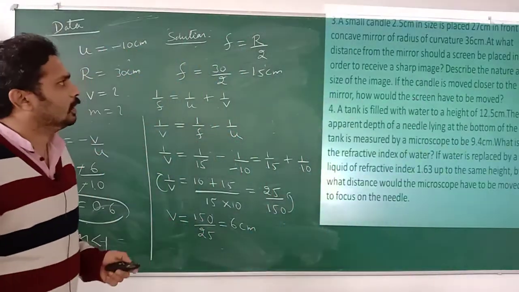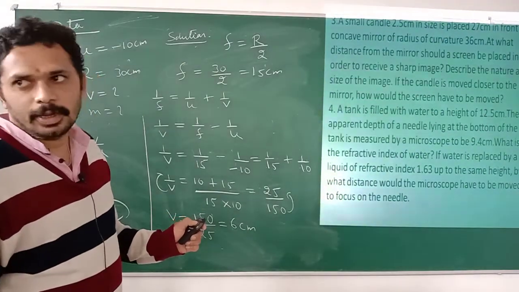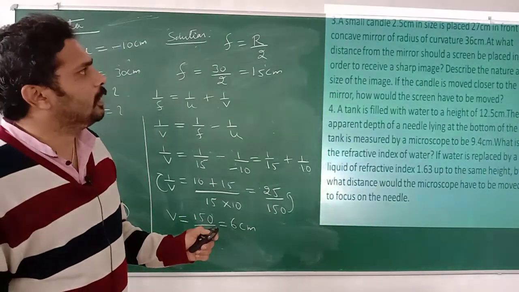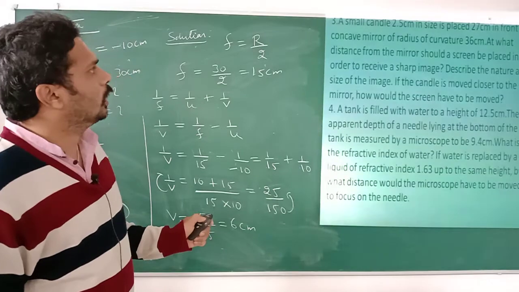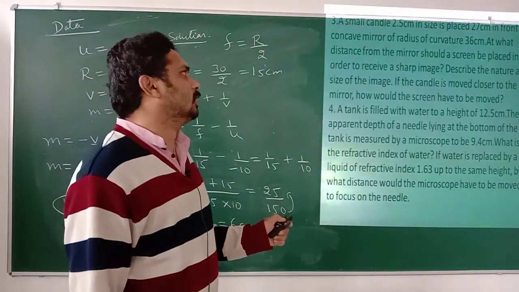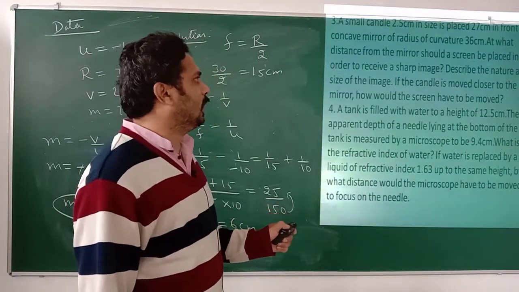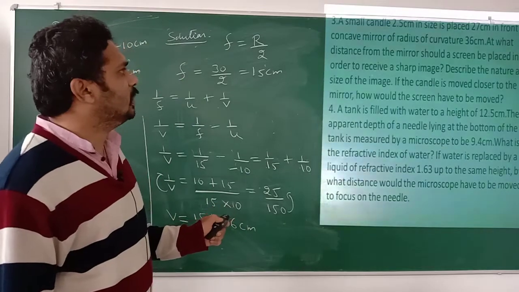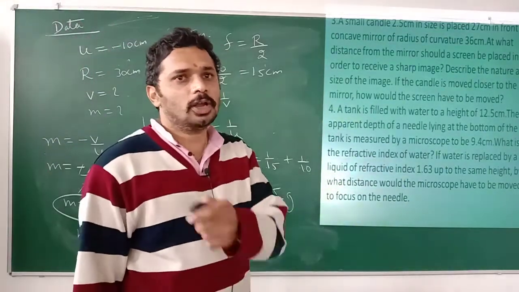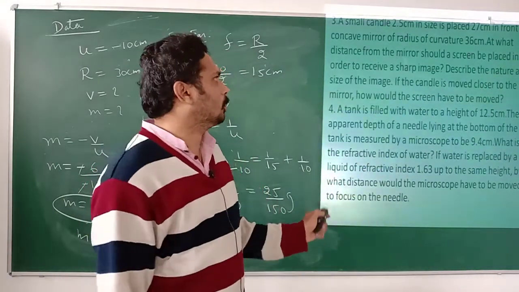The third numerical is: a small candle 2.5 centimeter in size is placed 27 centimeter in front of a concave mirror of radius of curvature 36 centimeter. At what distance from the mirror should a screen be placed in order to receive a sharp image? You know what a sharp image is: after reflection, all the reflected rays meet at one point. At that point, we get a sharp image.